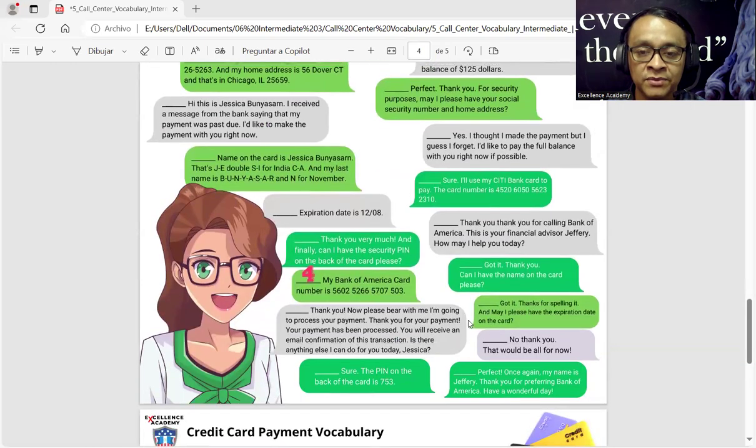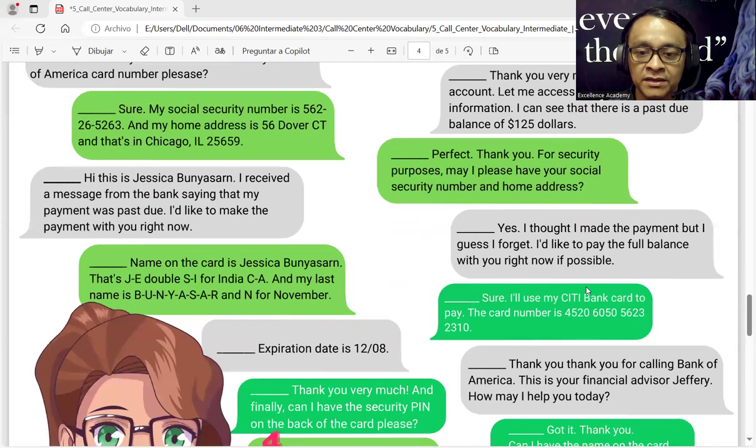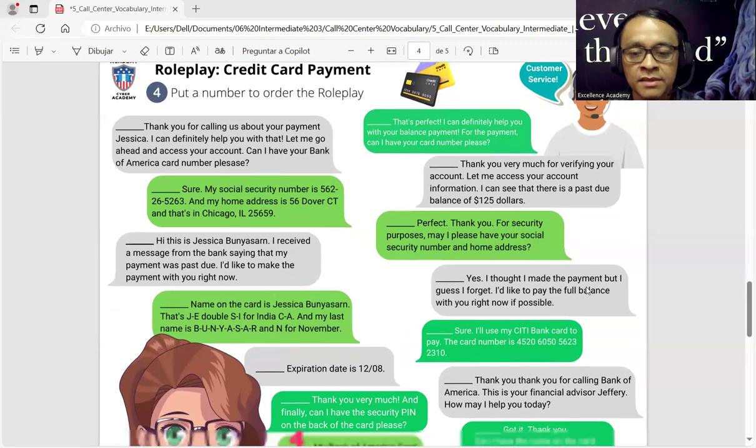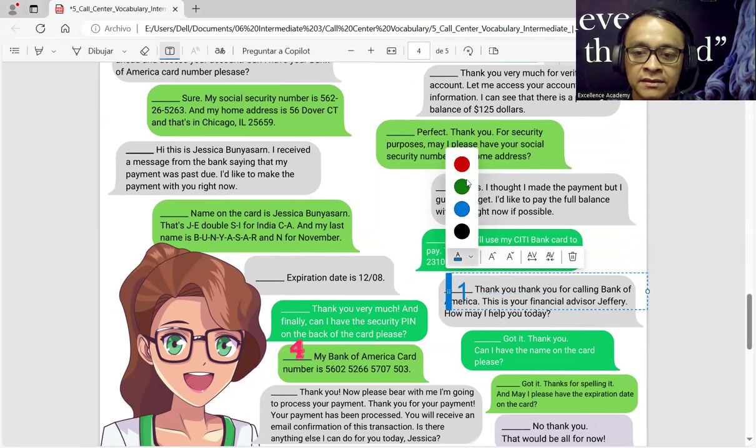So we need to write the number for the sequence. Let's get to work. I'm going to zoom in so you can read it wherever you are. Let's put this role play in the correct sequence order, and then we'll practice it. First, we start with a greeting for our customer. Let's write number one down here. This is our opening step.